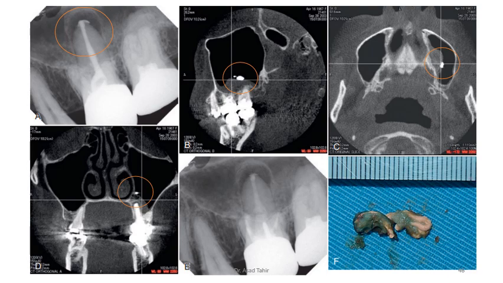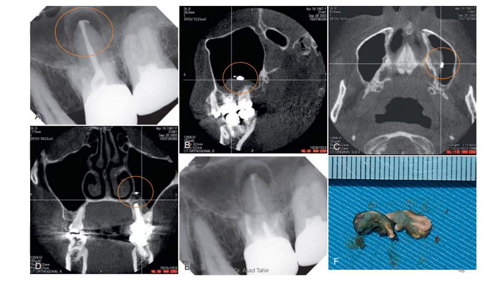B. CBCT image in sagittal view showing the relation between mucositis, maxillary sinus floor, and the gutta-percha filling material. C. CBCT image in axial view showing the relation between mucositis on the mesial wall of the maxillary sinus and the extruded root-filling materials. D. CBCT image in coronal view showing the relation between the palatal root and the extruded root-filling materials.